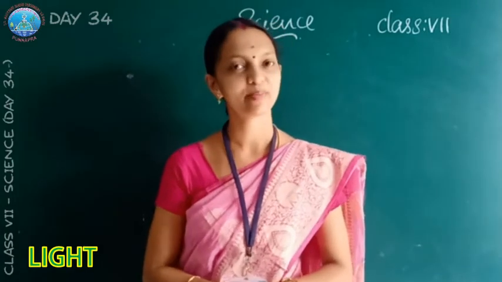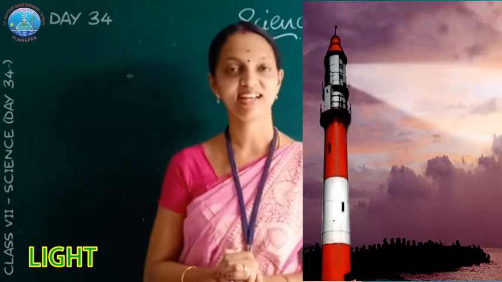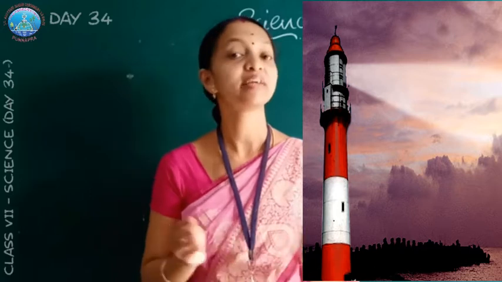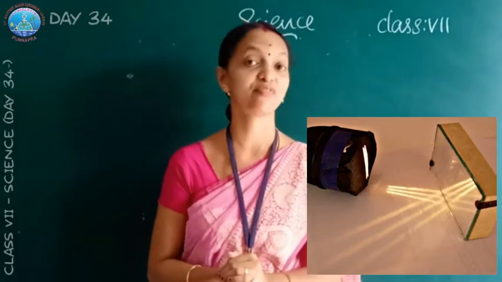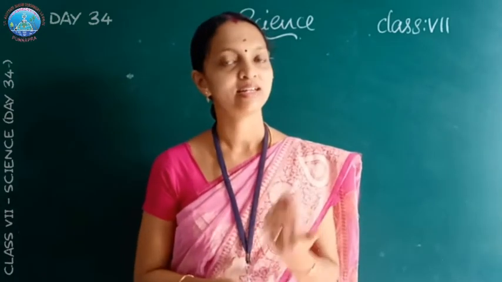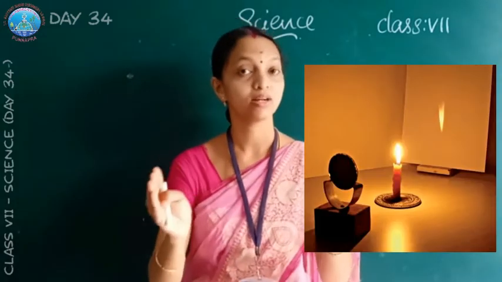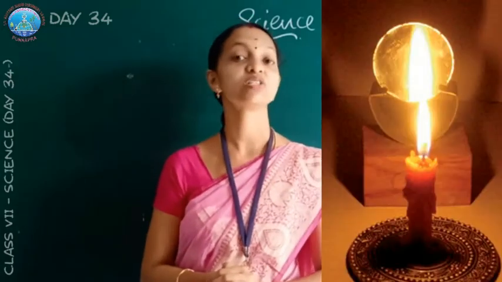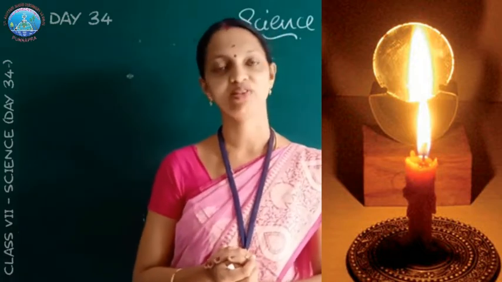Last class we learned about light. Light travels along a straight line, and a mirror can change the direction of light that falls on it. This is called the reflection of light. Then we learned about real image and virtual image. An image obtained on the screen is called a real image. An image not obtained on the screen is called a virtual image.